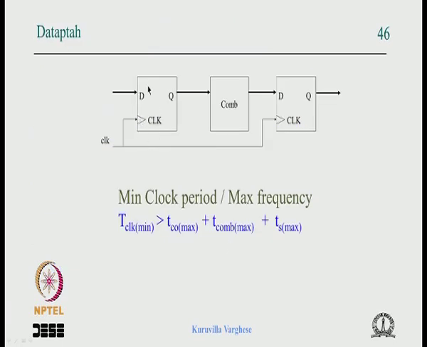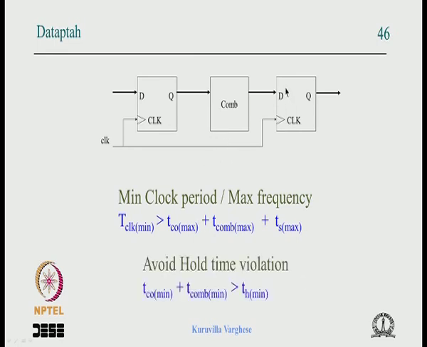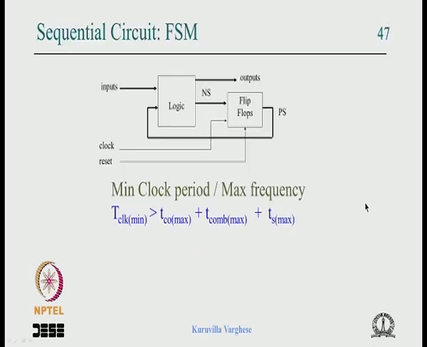So you have a data path, register, combinational circuit, register. We say the clock period should accommodate the TCQ, TCOMB and the setup. Done, the clock period is chosen, and if there is a skew that is taken care of. Similarly, to avoid the hold time violation we have to make sure that the minimum delay of this flip flop plus the minimum combinational delay should be greater than the minimum hold time. So that is also taken care of.